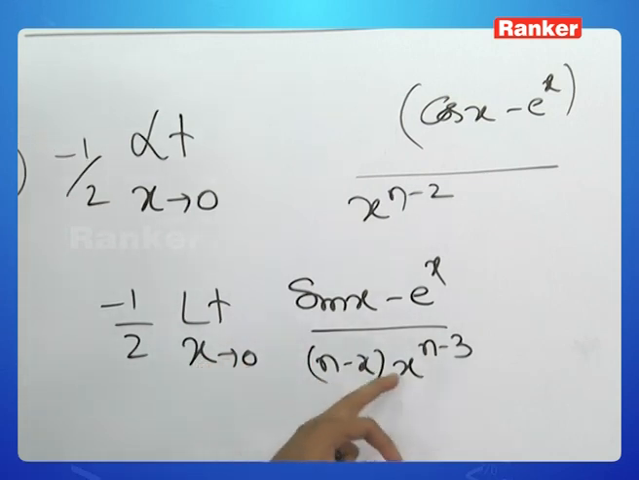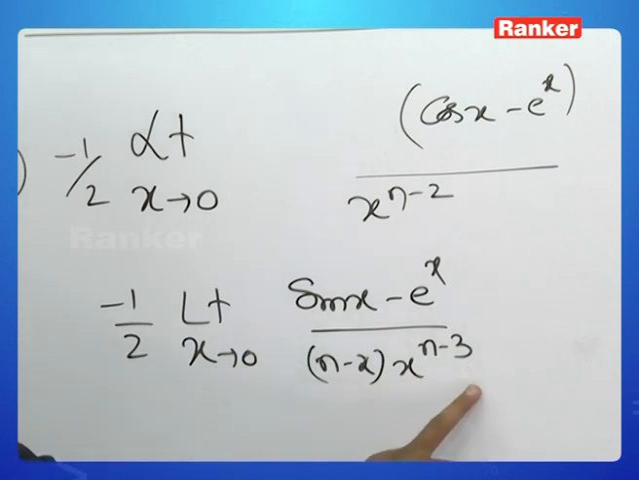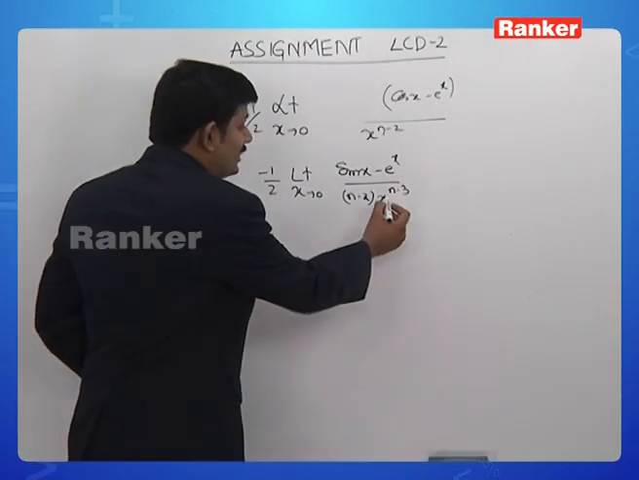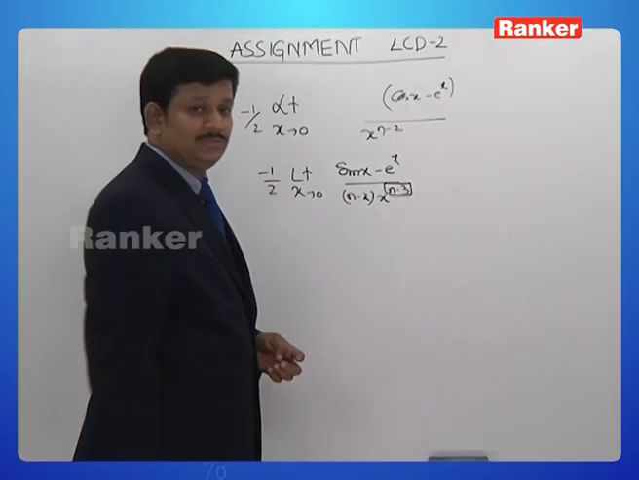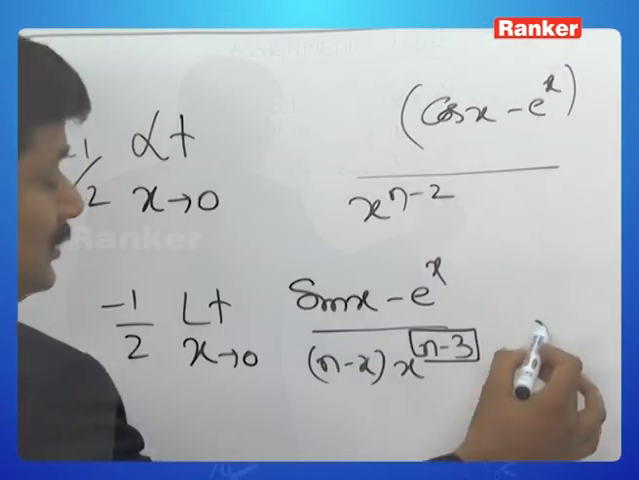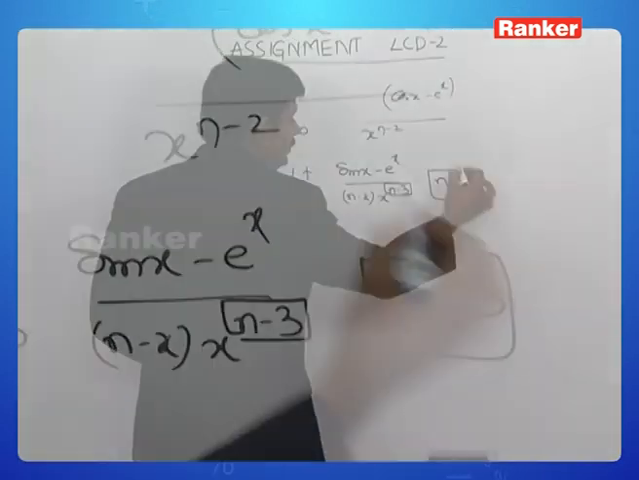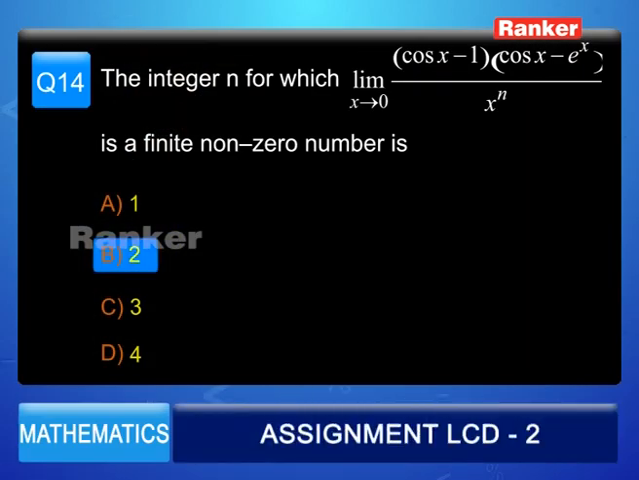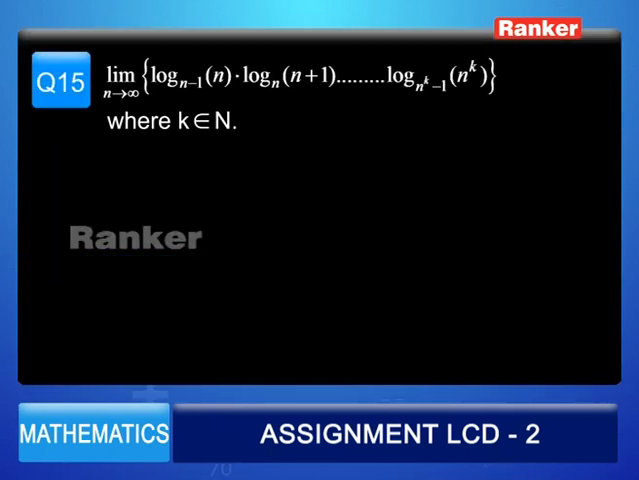But we can see x power n minus 3 here. So for this to be non-zero, unless the power of x is 0, this is going to tend to 0. So n has to be 3. The power of x has to become 0, or n has to be 3. So for the limit to be a non-zero finite limit, our value of n should be 3. So the answer is B.